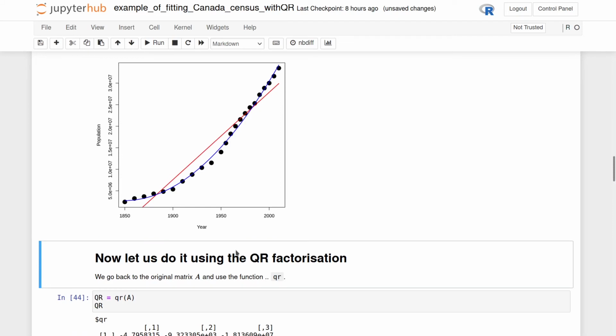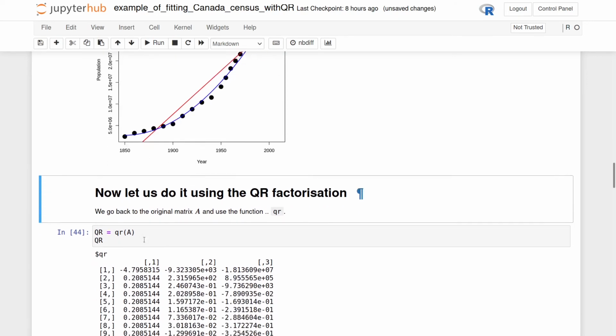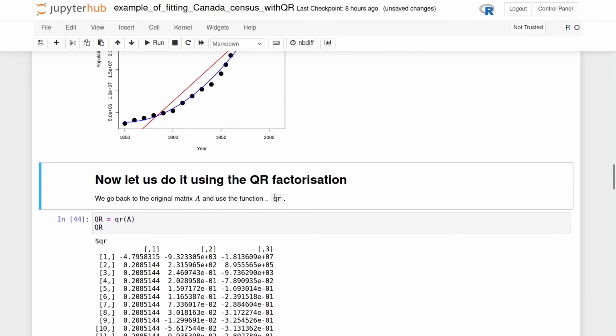So in R, there are probably other functions that do it, but there's a native base function QR, because the QR factorization is used a lot in statistics. So QR is a base function of R. Now, the function is simply called QR. And you invoke it, and here I've stored my result in a list that I've called QR, and you simply invoke it by saying QR of A.